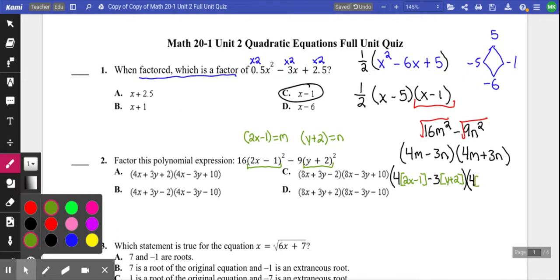It's going to be 2x minus 1. Oh, I'm running out of space already. I got to write small. Plus 3. Y plus 2. Oh, yeah, just squeezed it in there.